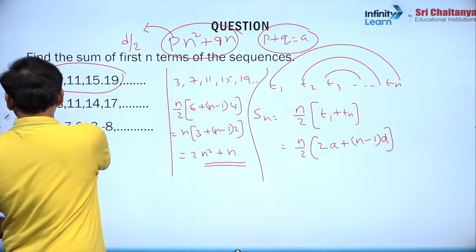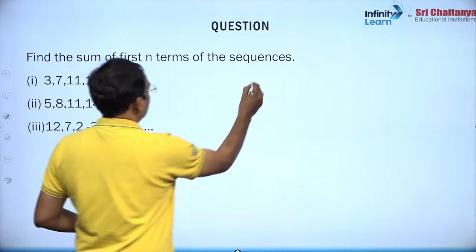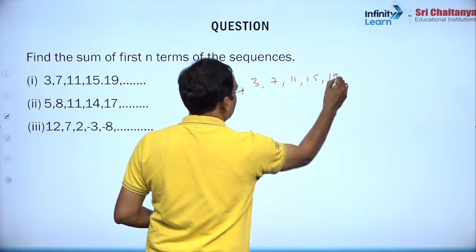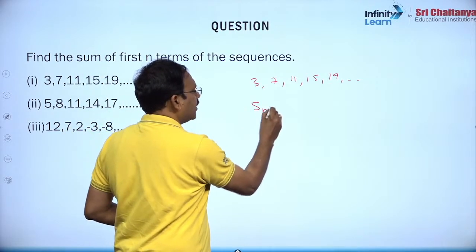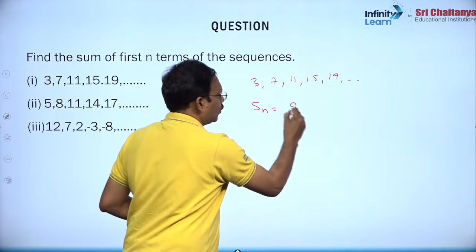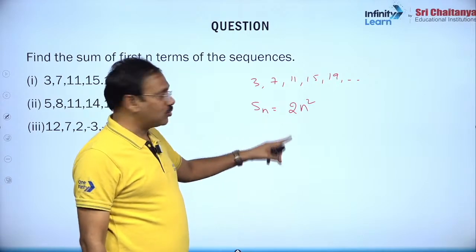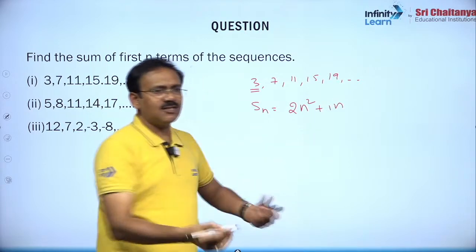You just see here, suppose this is the question given, you see 3, 7, 11, 15, 19. If I want to find sum of n terms, what I do is, common difference is 4, half of this you take 2n square, and what is to be added to 2 to get the first term 3? 1 you should add 1n. That's all.